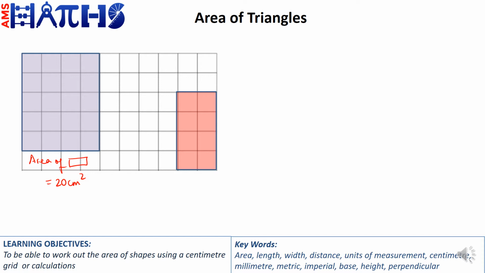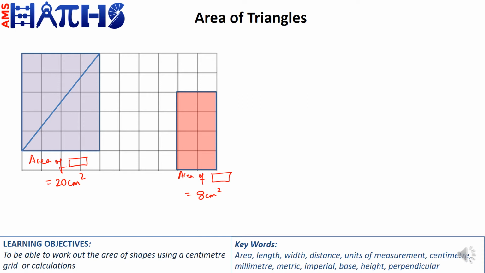We're going to do that for the red rectangle as well. When we count the squares, we get 8. So that means the area of the red rectangle is 8 centimeters squared. Now we're going to draw a diagonal in the purple rectangle, as you see, and this diagonal cuts our rectangle into two equal areas. So therefore it means that when we count the squares for either of the two triangles, we should get 10 centimeters squared.